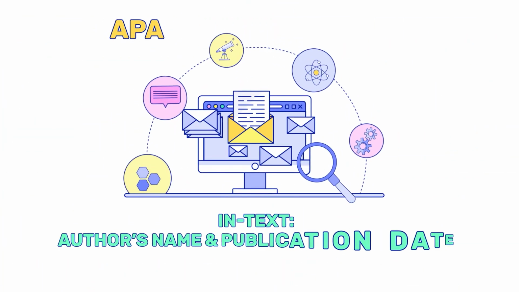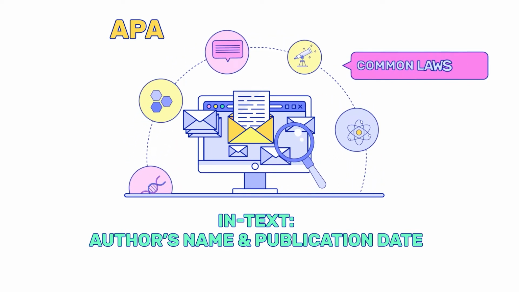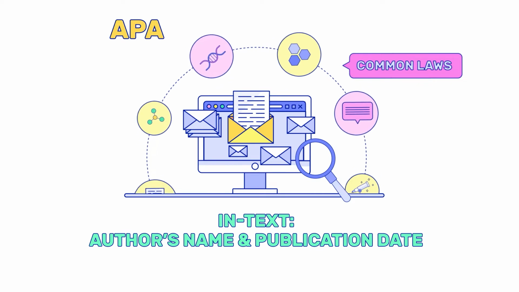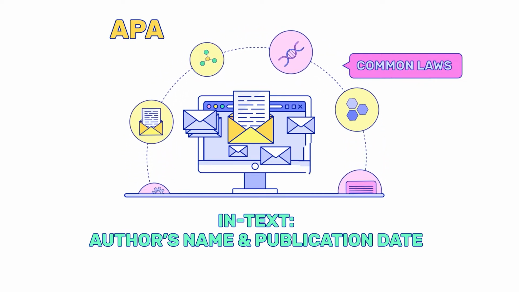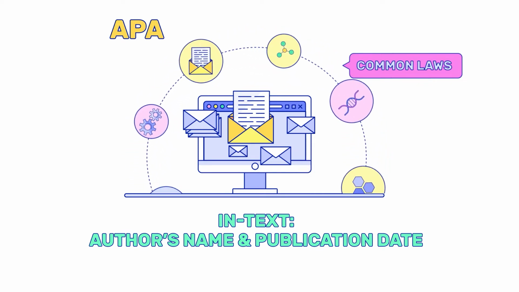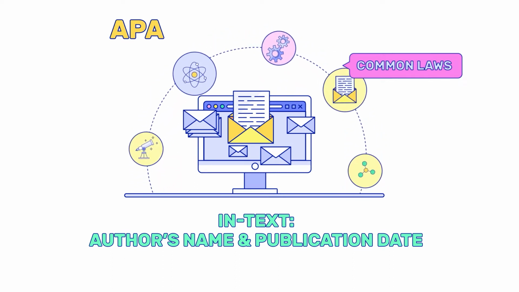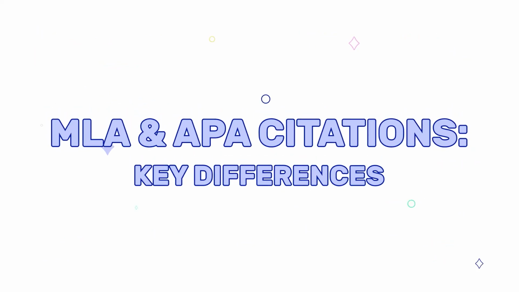On the other hand, APA citations are used to find common laws that can be applied in several situations and that are often specific to your examples. Since APA is focused on the sciences, the articles or essays will tend to be shorter and place emphasis on the author's name as well as the publication date. In addition, here are some key differences between the MLA and APA citations.